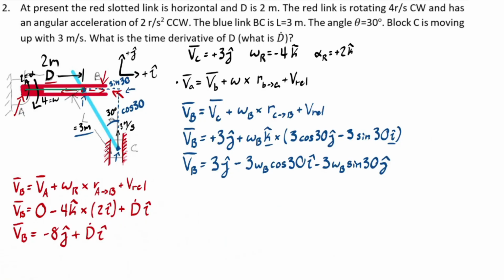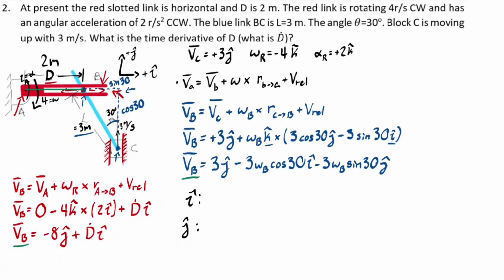Okay, so now I have these two equations. So let's equate them. I have two equations that sum up to VB, so I can just equate them to each other. And what that means is because these are vectors in the I and the J, the I's of one equation equal the I's of the other equation, and the J's of one equation equal the J's of the other equation. So I can actually just create two equations here for my I and my J components from both equations, right?